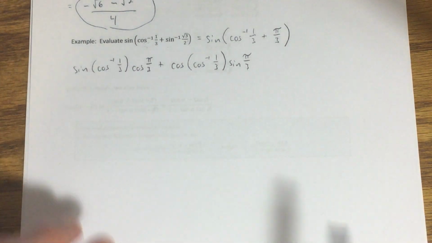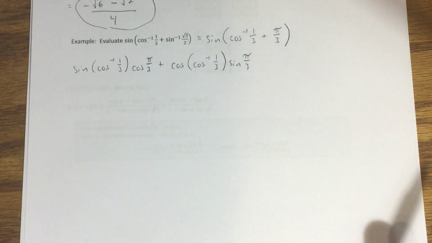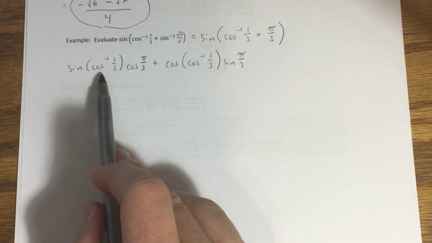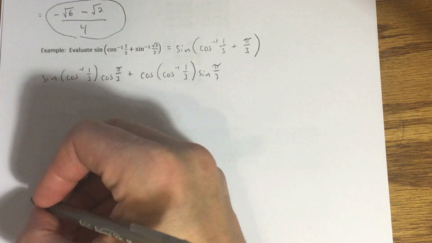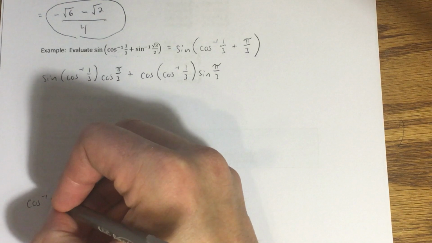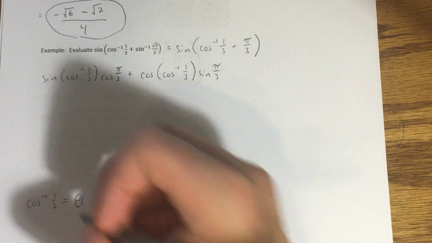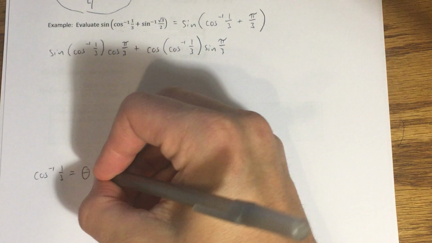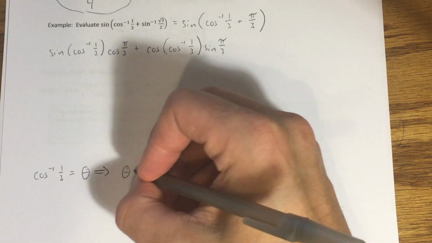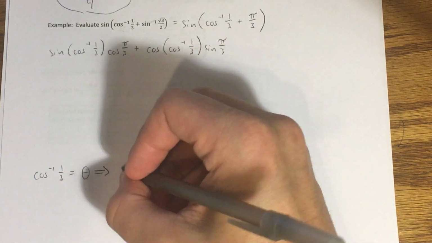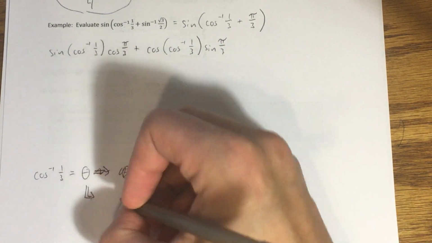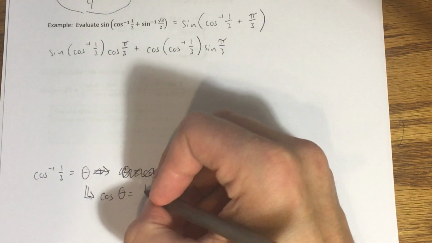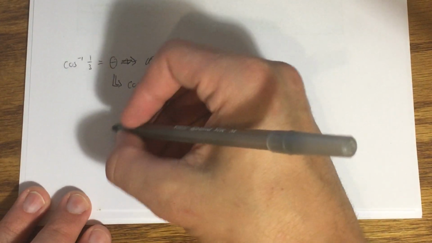This is the trickier one to evaluate, but we've done problems like this in 8.3. How do you find the sine of the inverse cosine of 1/3? Well, remember, I'll do this down here. If I set cosine inverse of 1/3 equal to theta, again, we're thinking of that as an angle, then that implies that cosine of theta is equal to 1/3. And this is where we break things down into a right triangle. So I'll come back up there in a second.